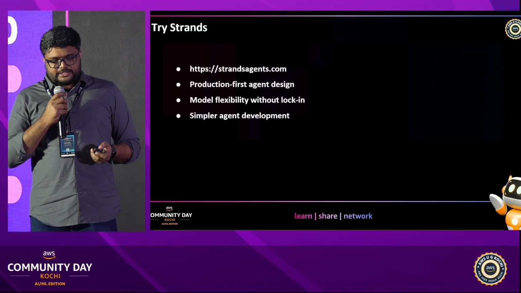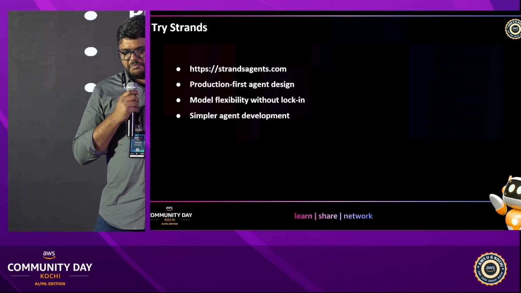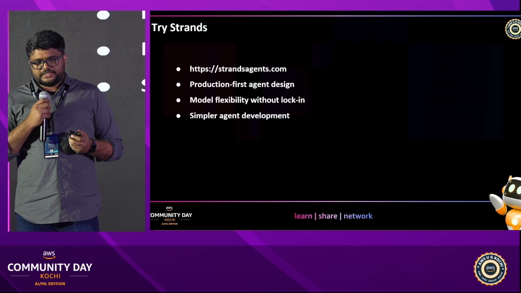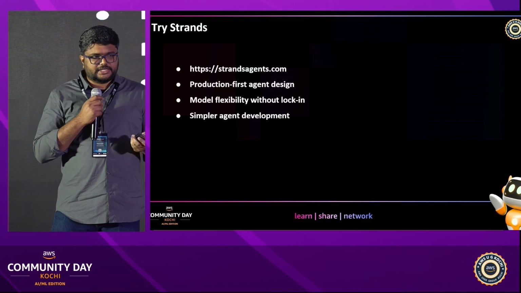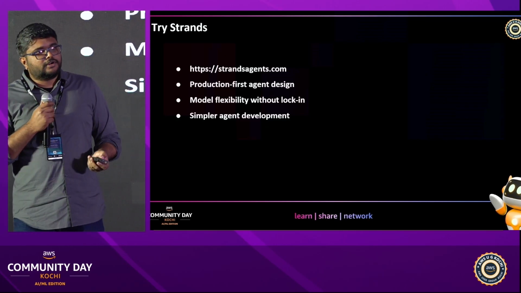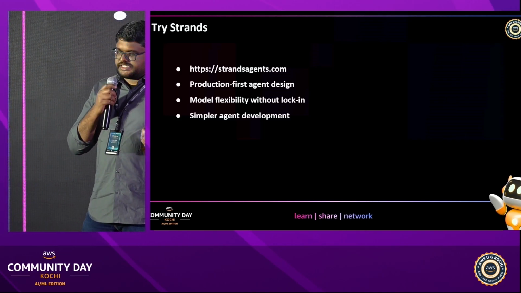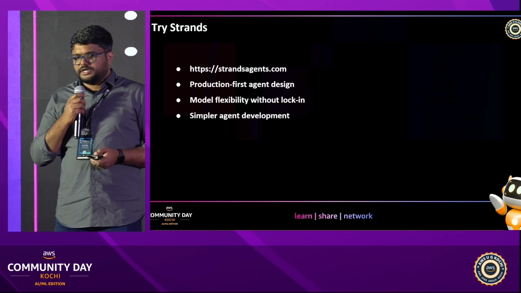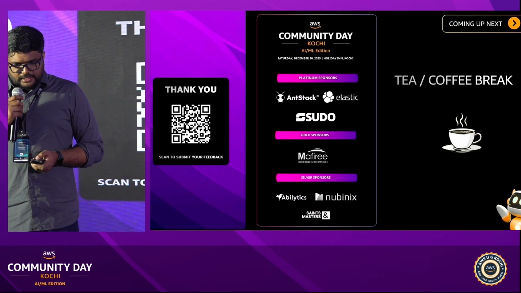So yeah, this was a very quick introduction to Strands. Strandsagents.com is the web page detailing all the quick start guides about Strands. The advantage is a production-first agent design, easy to deploy. We have tested it, so we know how easy it is compared to other LangChain, LangGraph models. Model flexibility without lock-in. Whatever models are available in Bedrock are available in Strands. And simpler agent development. I just showed the initialization code, and building on top of that is relatively straightforward. Okay, thank you, everyone.